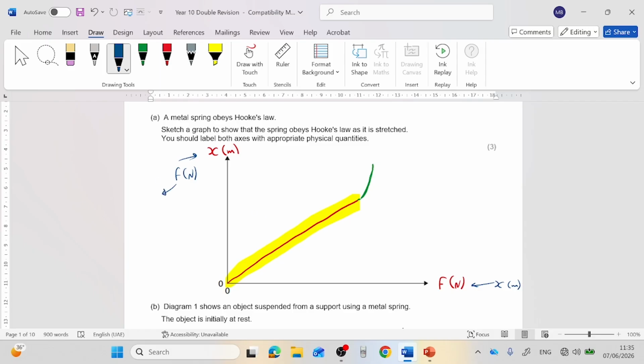In this case, the slope will be equal to the spring's constant. But in this case, the slope will be equal to the reciprocal of the spring constant. It will be equal to 1 over k.